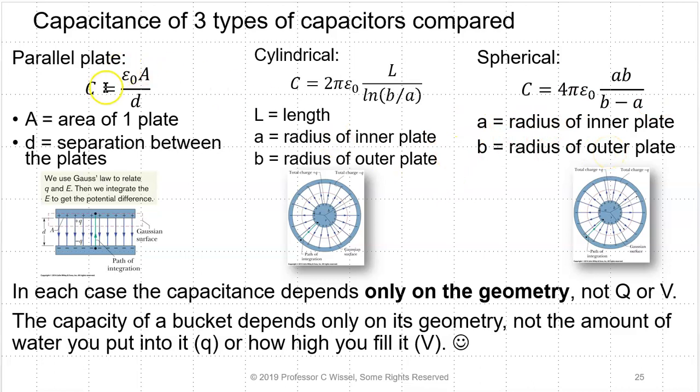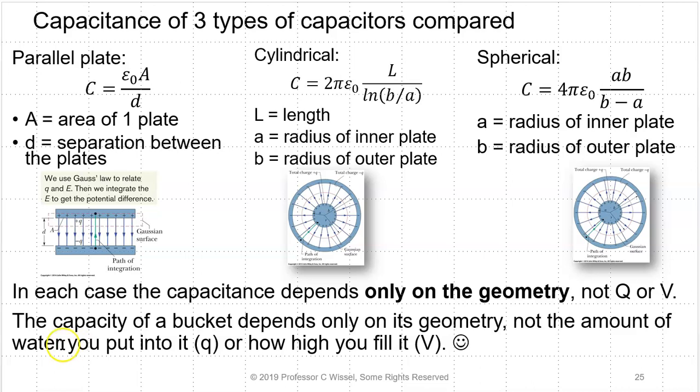Now, in each case, capacitance depends only on the geometry, not Q or V. So we call capacitors electron buckets or charge buckets. That's one of the nicknames that electrical people have for capacitors.